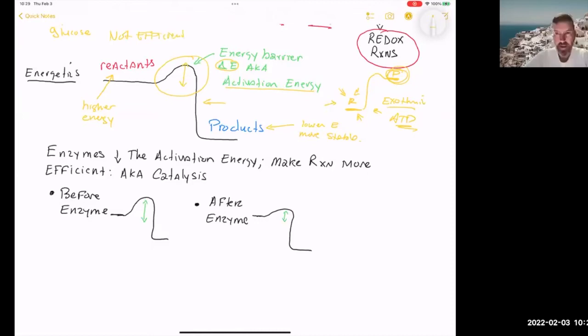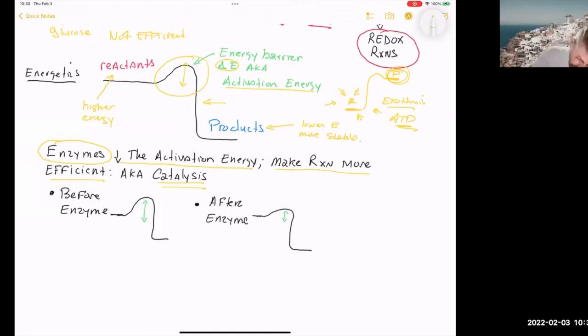All right. And so in the human body, or indeed in most organisms, there is a large group of proteins known as enzymes. And enzymes are proteins that decrease the activation energy. So what they do is they make a chemical reaction more efficient. And this is referred to as catalysis. So enzymes catalyze chemical reactions. They make chemical reactions occur more efficiently.